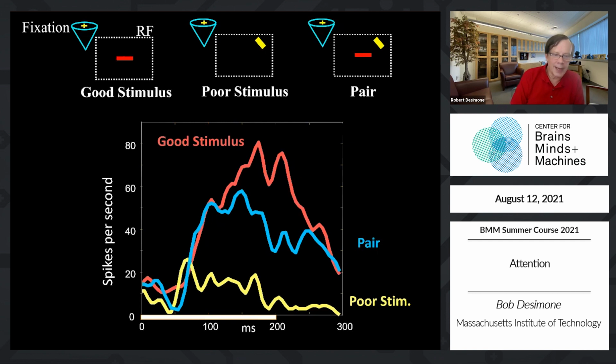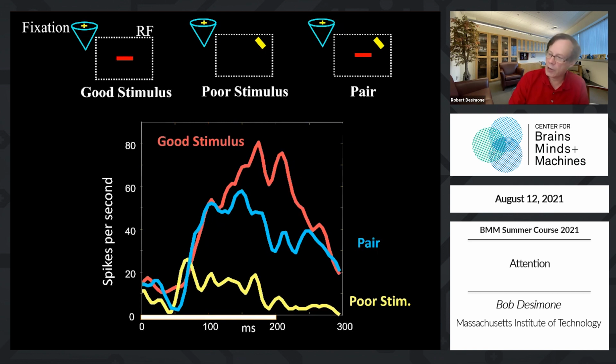But there's a little bit more complicated situation when you have multiple stimuli in the same field. And that's illustrated here. So the paradigm is shown up top. We have a situation where in every case, the monkey just maintains fixation on a spot. So there's no attentional manipulation here. And on the left, we show a stimulus that we call the good stimulus for a cell. It just elicits a strong response from the cell. Another stimulus is this diagonal yellow bar we call a poor stimulus because it elicits a poor response. And then we have the situation where they're paired.